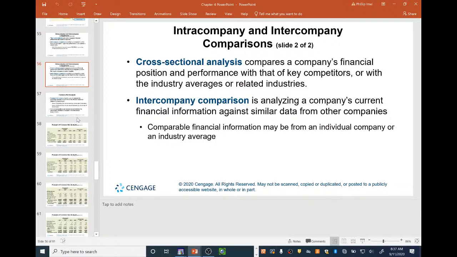Cross-sectional analysis compares a company's financial position and performance with that of key competitors or the industry averages or related industries. So once again, that's another word for benchmarking. I'm sure everyone's heard of benchmarking, comparing yourself with other firms in an industry. Intercompany comparison is analyzing a company's current financial information against similar data from other companies. Once again, that's another thing like benchmarking, for the most part, just at a more concentrated focus. Comparable financial information may be from an individual company or an industry average.